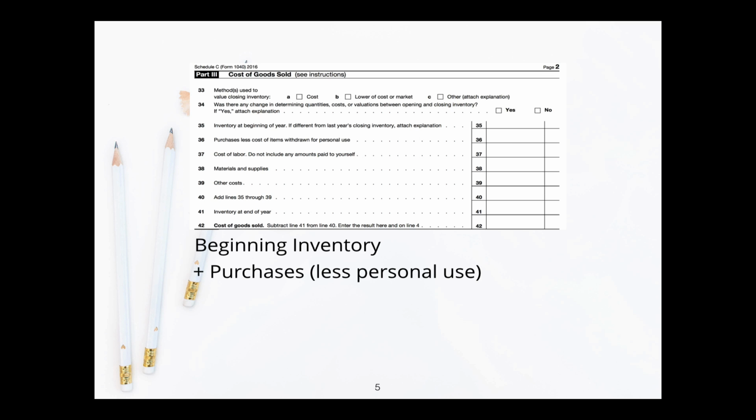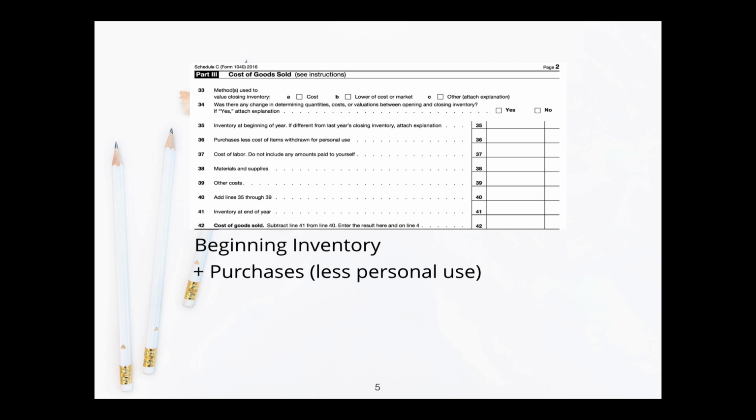Next, we add line 36, which is your purchases for the year less items withdrawn for personal use. This is going to be the cost of any goods that you buy at wholesale or at whatever cost to resell. So think about items that you buy and then mark up and sell to your customers. That's what would go on this line. This is also the line where you're going to make sure to subtract out any supplies or finished goods you end up removing from your inventory stash for personal use.